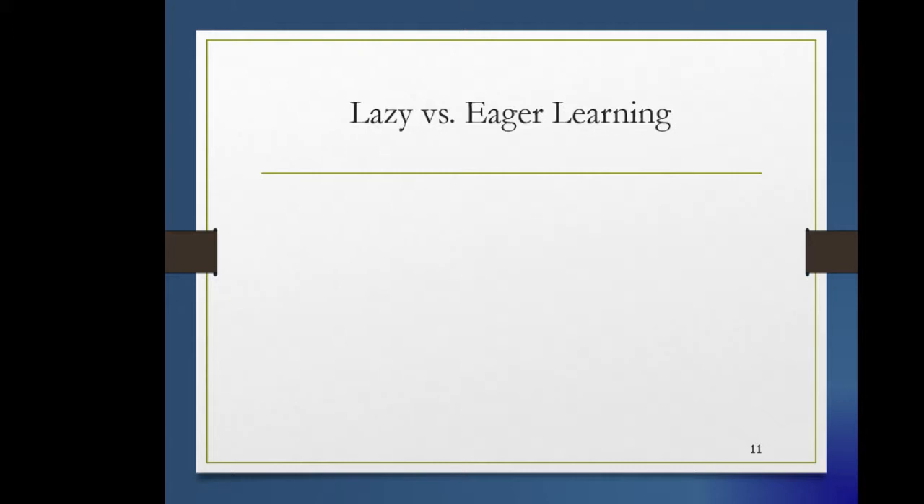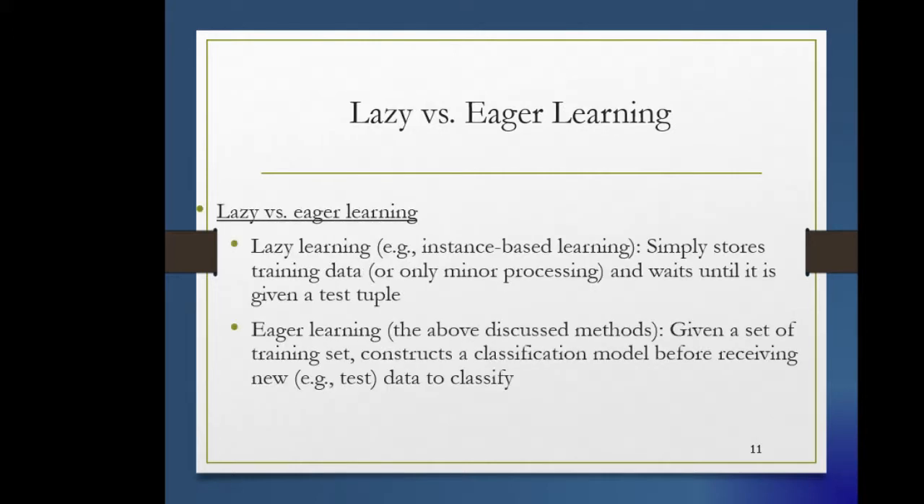Lazy learner versus eager learner. There are lazy learners such as K-Nearest Neighbor. They simply store the training data until an unknown sample appears. On the other hand, eager learners such as decision tree or neural network process the data and build the classification model, and eventually they use this model to perform the classification.